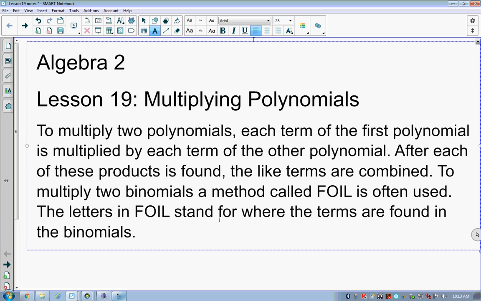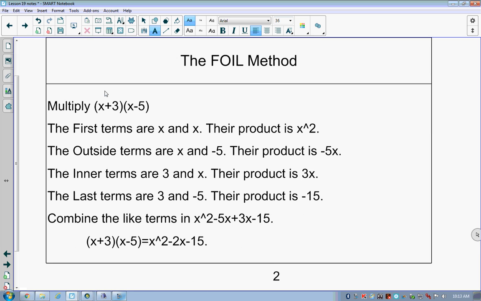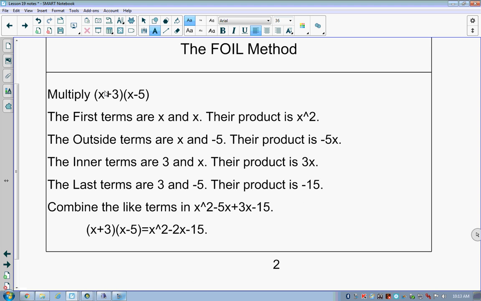Okay. All right. So the FOIL method. We should be familiar with this. They're basically just giving you an example where I have x plus 3 times x minus 5. The first terms are x and x, so their product is x squared.